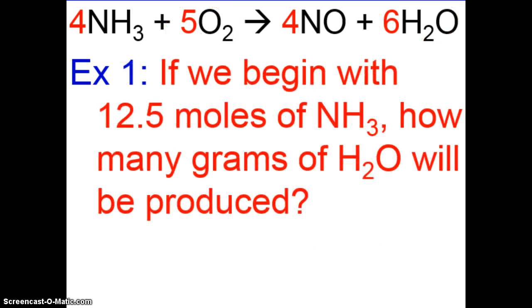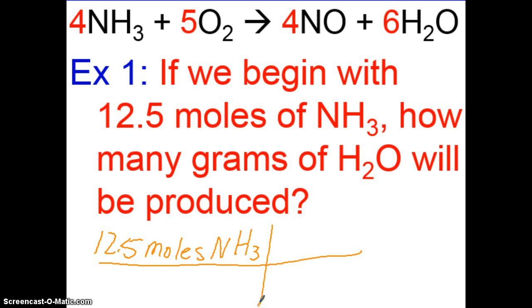So using that same balanced equation, we can do another problem where we're going from moles to grams. And it's really just adding one extra step to the whole equation. So what I would write down here is the 12.5 moles of NH3. And then I'm going to draw my little chart there. Now I'm automatically going to put moles of NH3 down here.